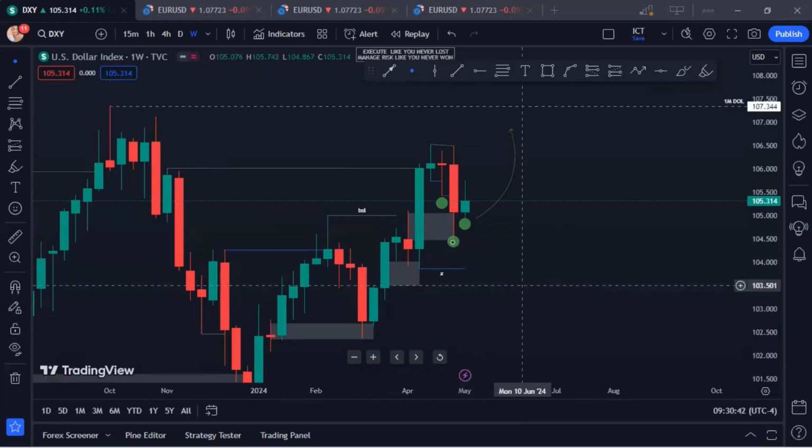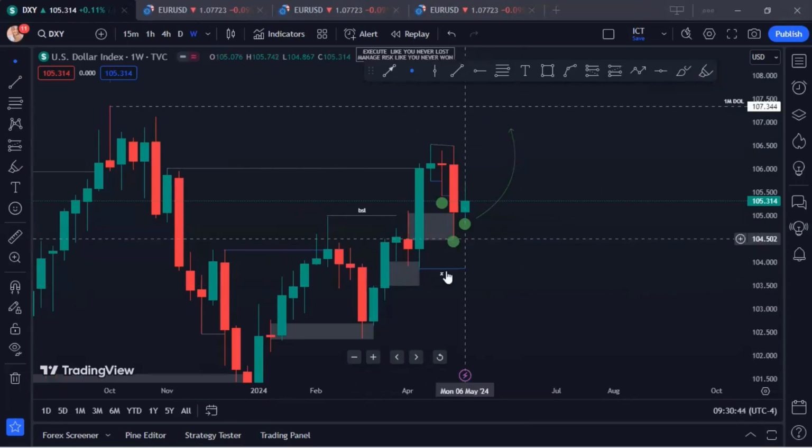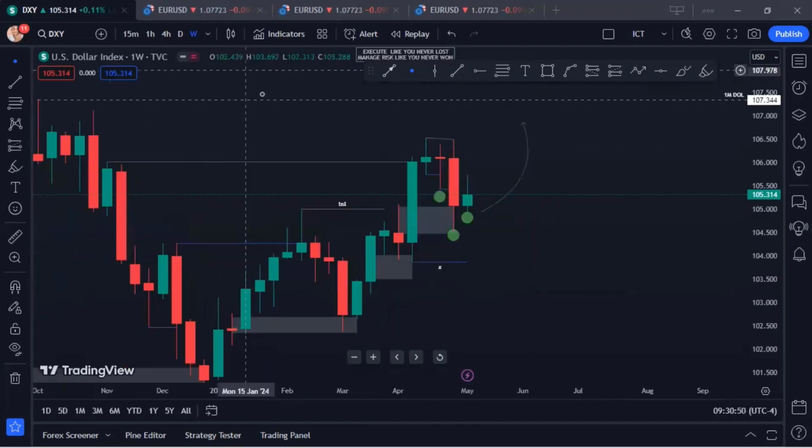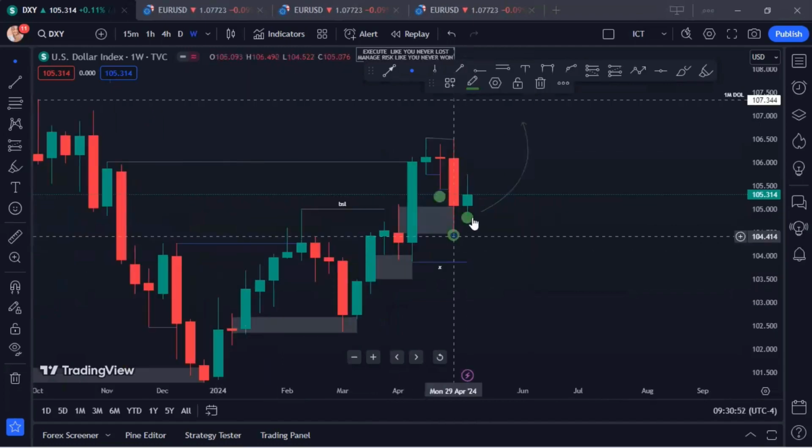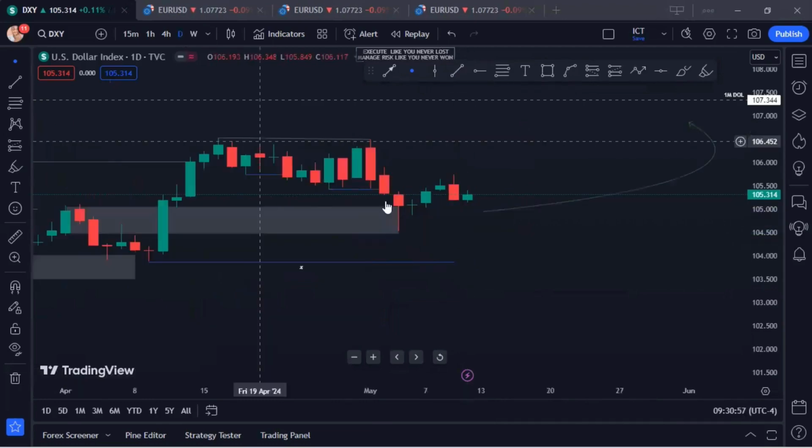Then invalidation would be if this low is taken, then price will be taken down to this low right here. Okay, so guys, it's very simple. That's my expectation on the XY. All right, so let me go to daily time frame. Okay, let's see what daily time frame is saying.